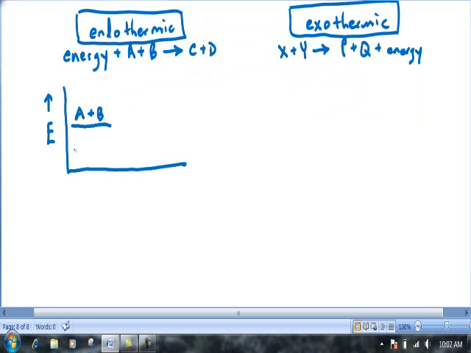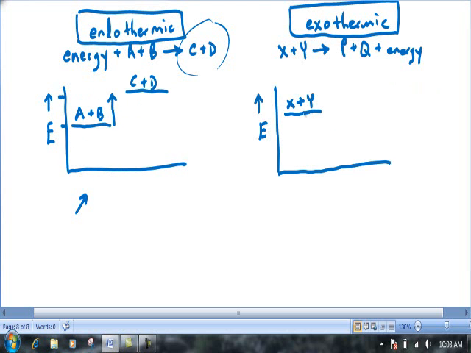In an endothermic process, the products are going to end up at a higher energy state than the reactants. A graphical depiction, we would see chemicals A and B are reactants at a certain energy level, and then the products will be at a higher energy level, C plus D being at this particular energy level, indicating that there's been energy taken in as the reactants have changed to product.